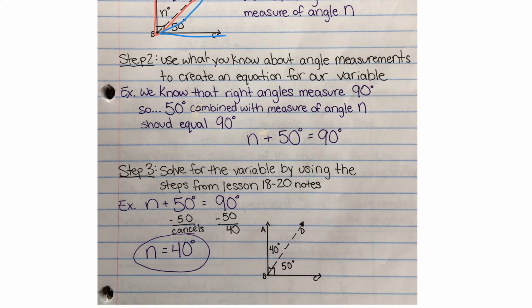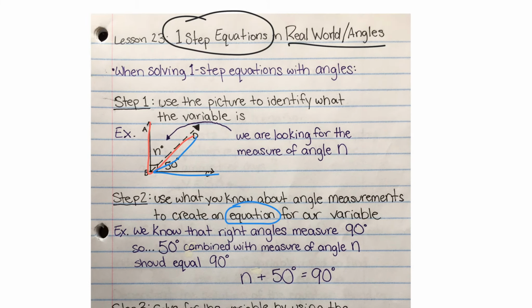Now here's the key, guys. We've got to create an equation because we've learned how to solve equations. That was the last 2 lessons. However, do you see an equation in any of this right here? It doesn't give it to us. So we've got to use the information to create an equation of our own. So let's go ahead and do that.